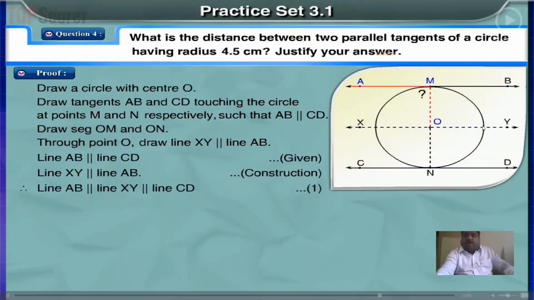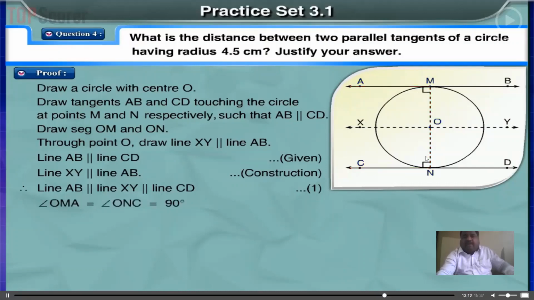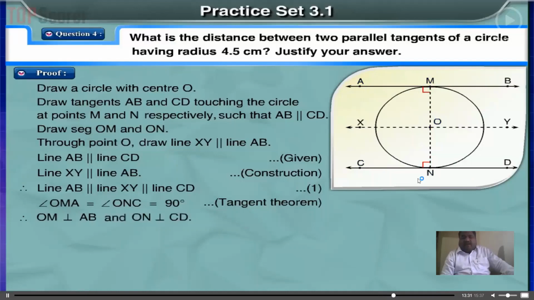Then what is the measure of this angle? What is the measure of this angle? Because a tangent is perpendicular to the radius, therefore this angle is 90 degree. This angle is also 90 degree. That is angle OMA is 90 degree. Angle ONC is equal to 90 degree by tangent theorem. Therefore, OM is perpendicular to AB and ON is perpendicular to CD.